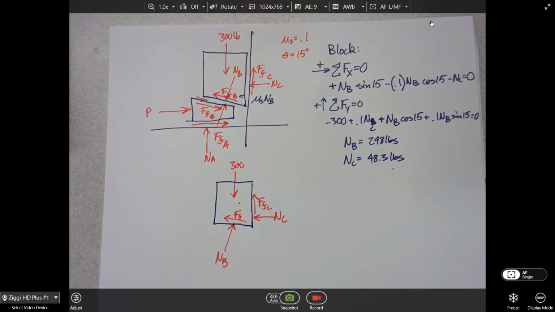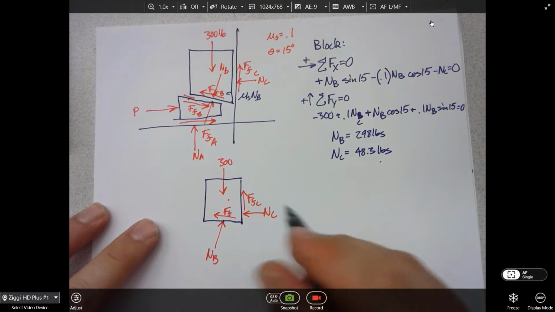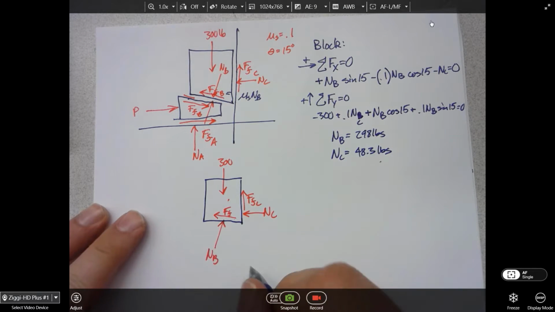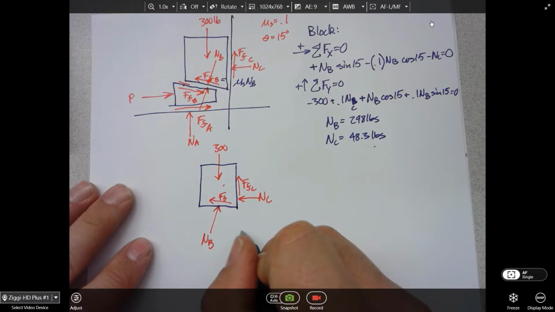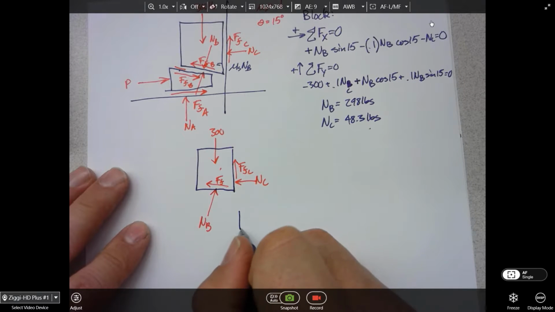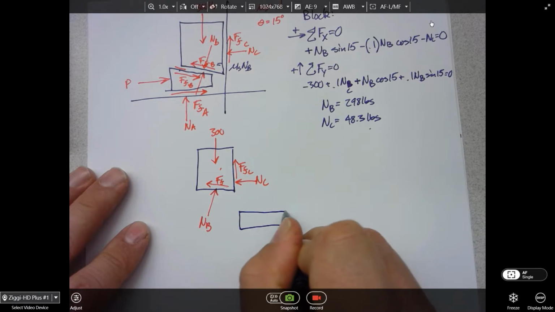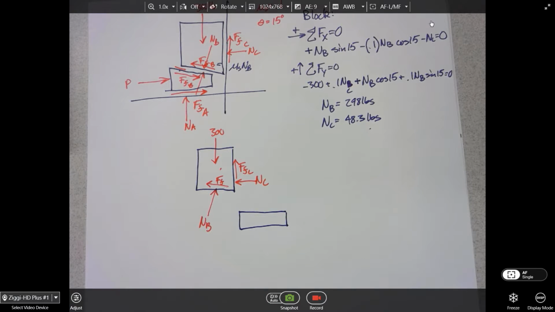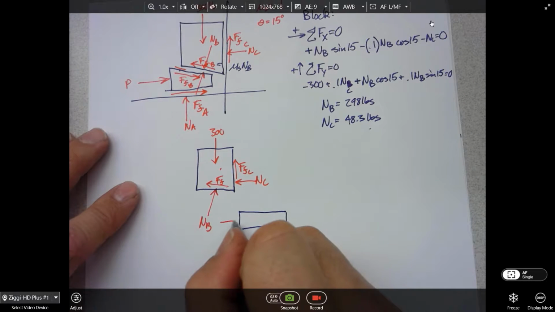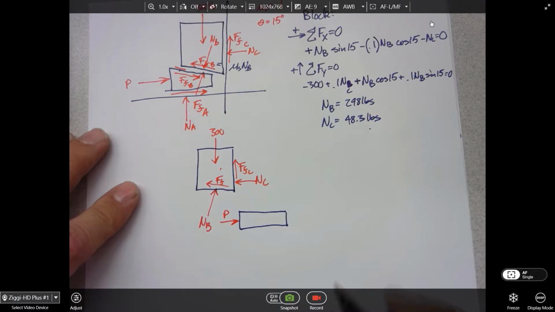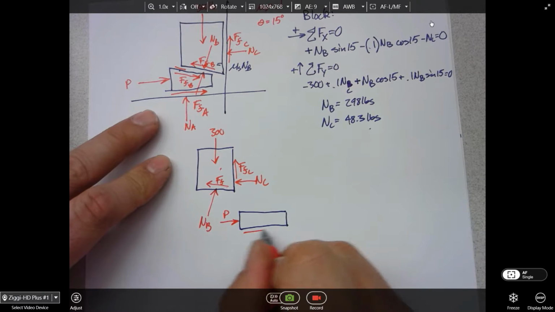Okay. So then I have to look at my wedge. And I'm going to go ahead and draw a free body diagram of the wedge since I screwed it up by not doing that the last time. Okay, so here's my wedge. We've decided that we're going to put P as pushing to the right, that the force of friction is actually also pushing to the right.